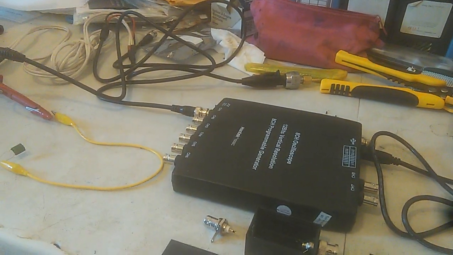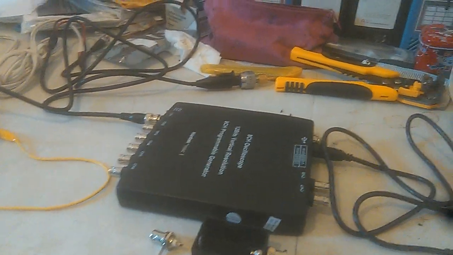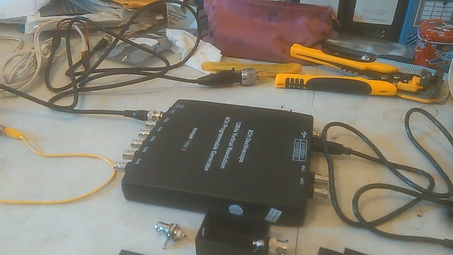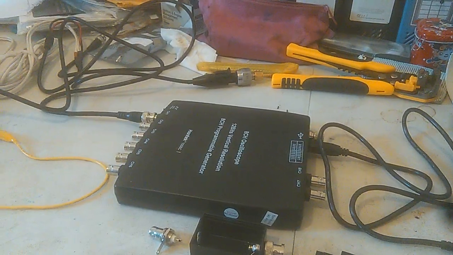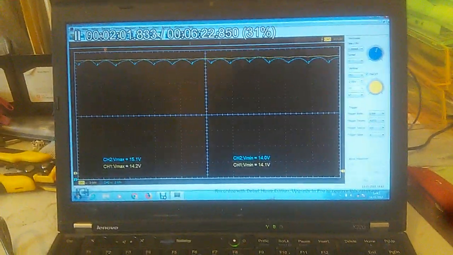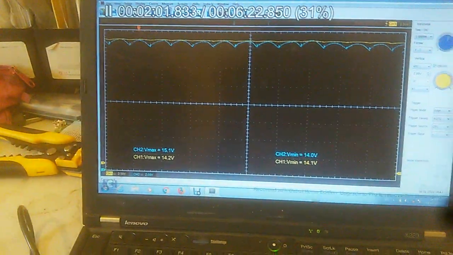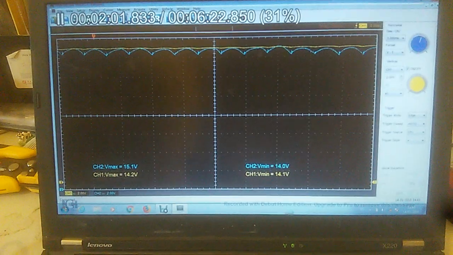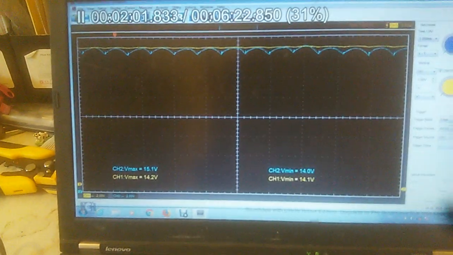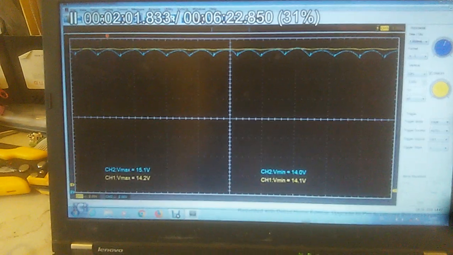So one of the problems with some of these cheap scopes, like the Hantek 1008C and some of the other Hantek scopes, is that they don't have AC coupling. So, for instance, if you want to look at something like the AC ripple on your alternator, you're going to have trouble seeing that.